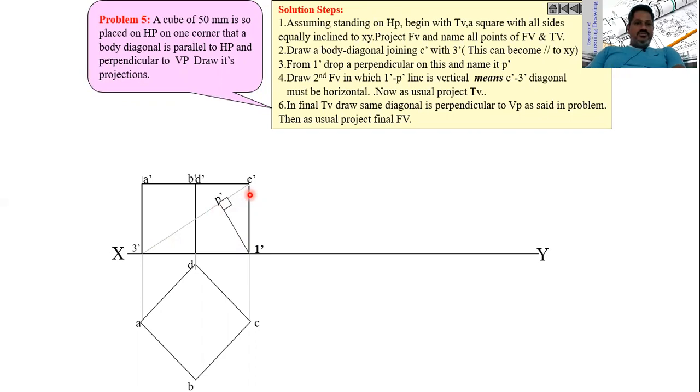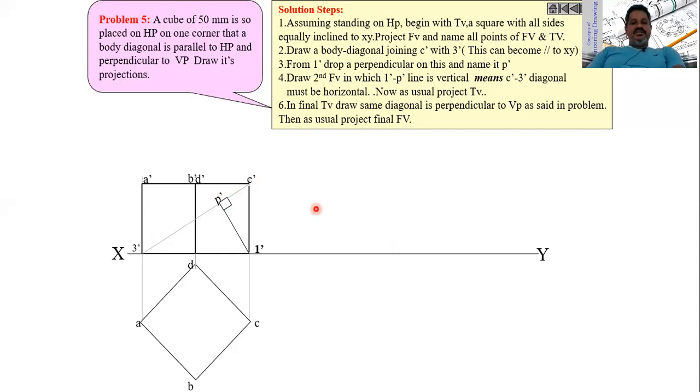Now consider the first condition first. In this condition, one corner is lying on HP in such a way that the diagonal is parallel to HP. This is the first condition. Now, in this case, we have to twist this cube in such a way that this 3 dash and C dash should be horizontal to the XY line.